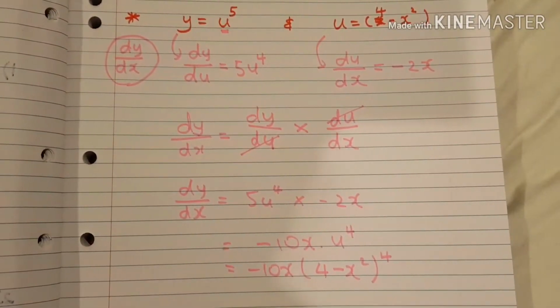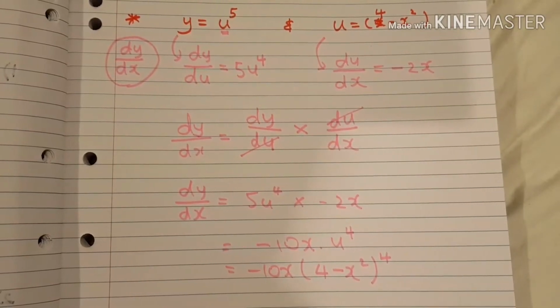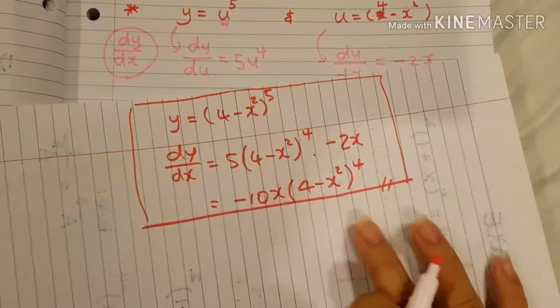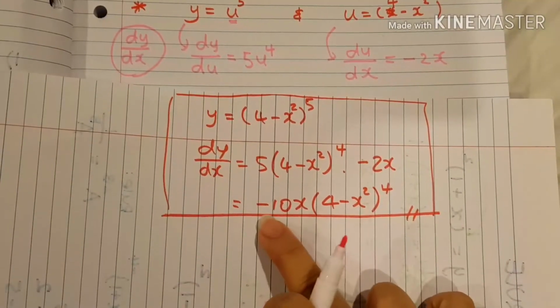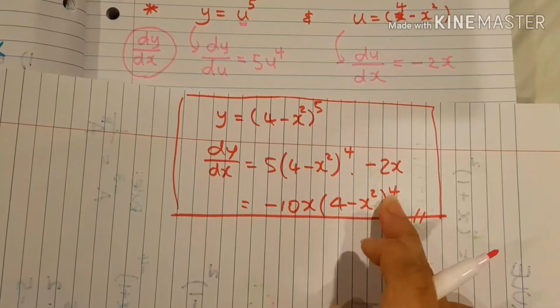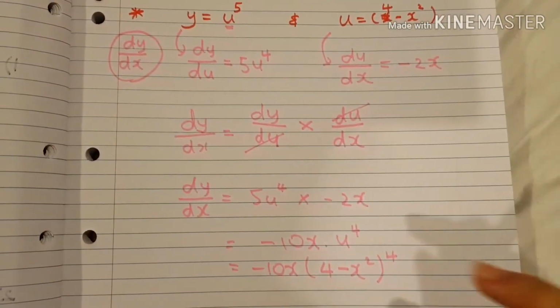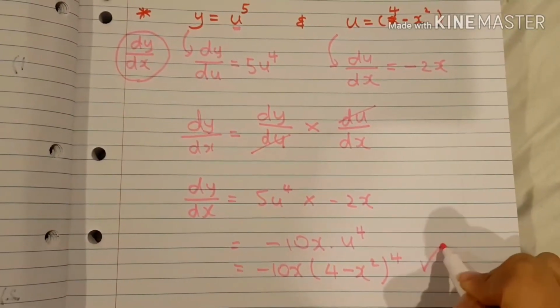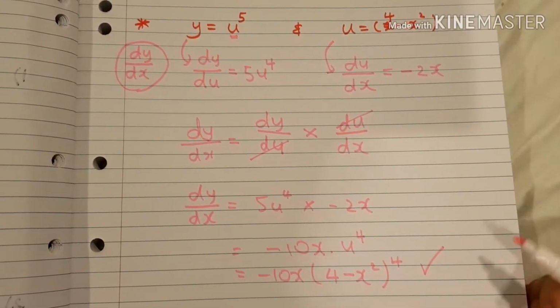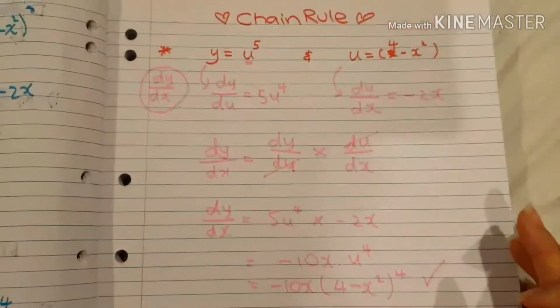Let's compare this answer with the previous quick chain rule method that we did. Look at the answer. Negative 10x, 4 minus x squared to the power 4. It's equivalent. So both ways are the same, and both methods are called chain rule.